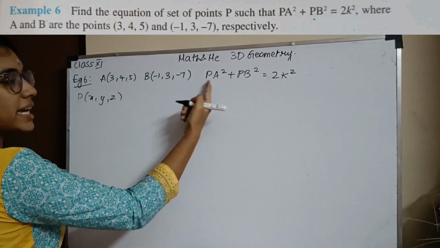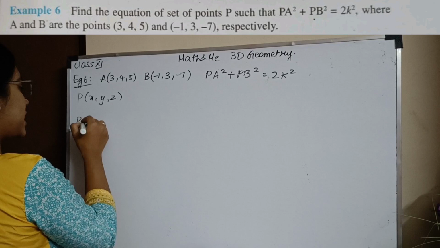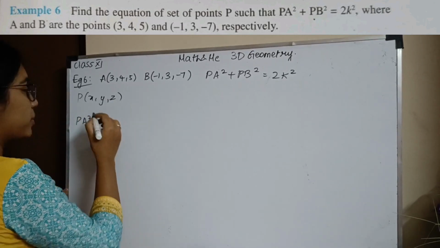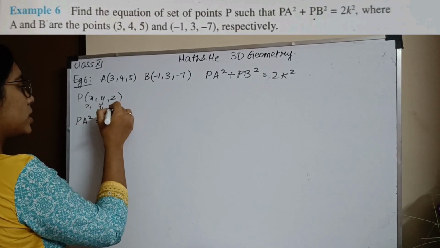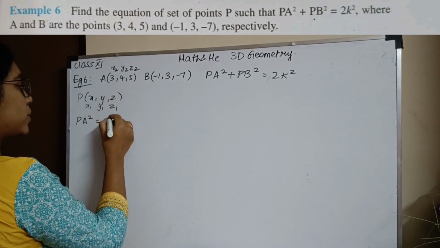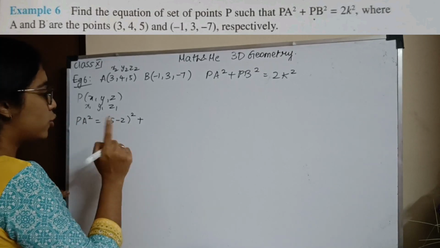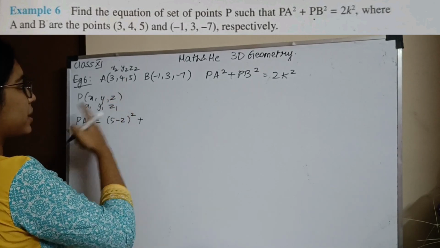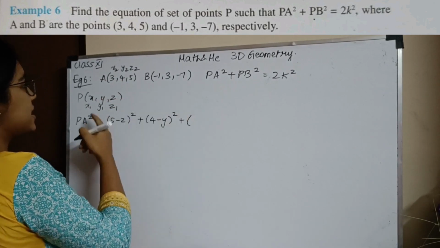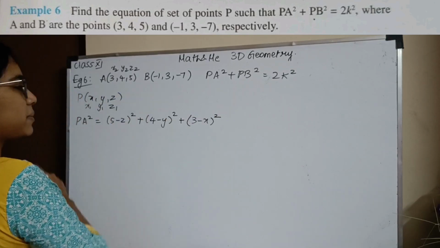So the distance PA square is nothing but the distance PA whole square. Okay. So what is distance PA square? It will be Z2 minus Z1 the whole square, and so on, using the distance formula. This is my X1, Y1, Z1, X2, Y2, Z2. So 5 minus Z the whole square. Differentiate between the Z and the 2, don't get confused. So 5 minus Z, then I have 4 minus Y the whole square, plus again 3 minus X the whole square. So this is my PA square.